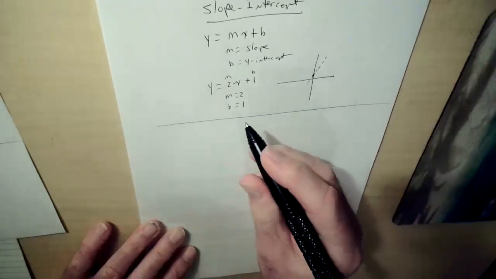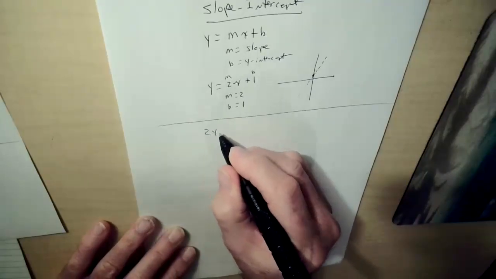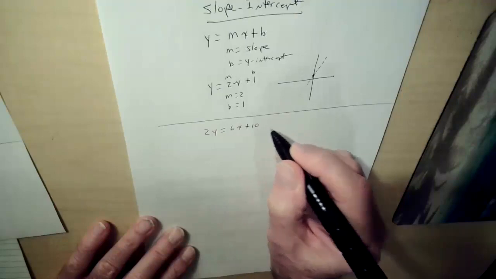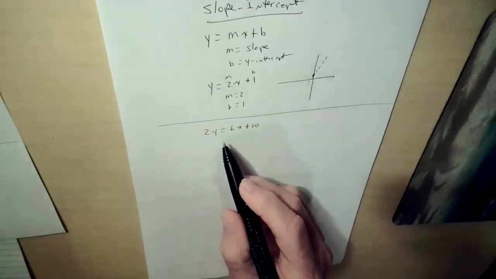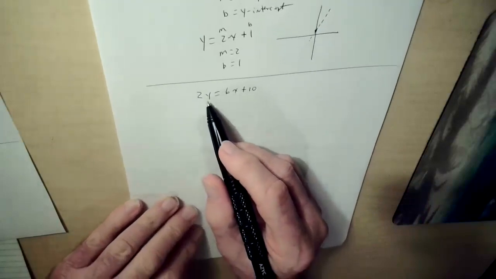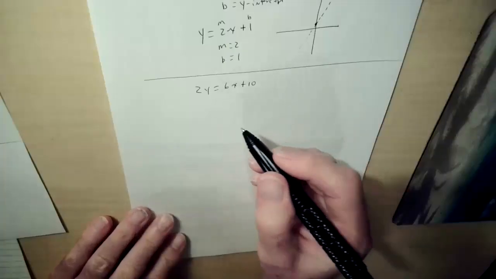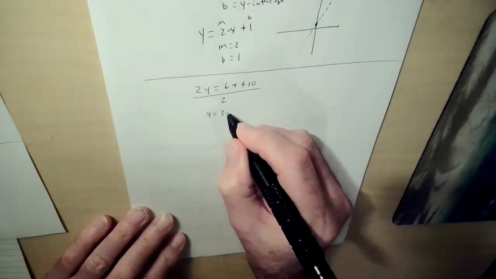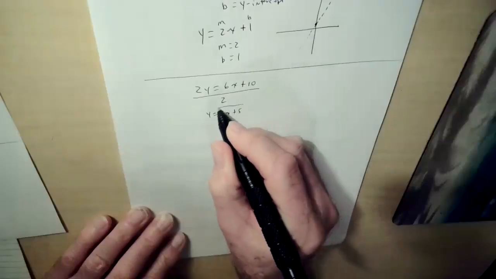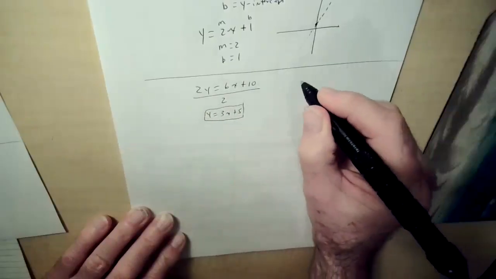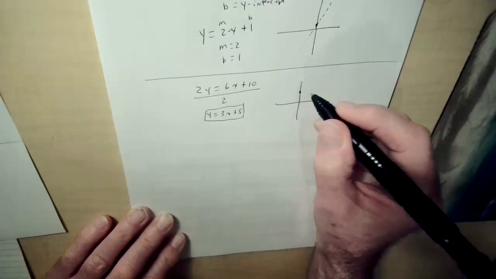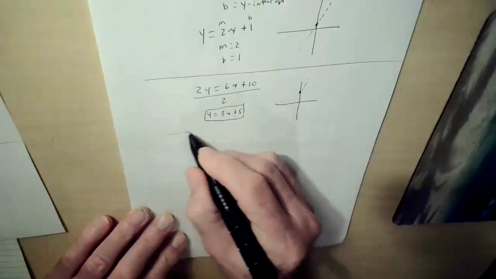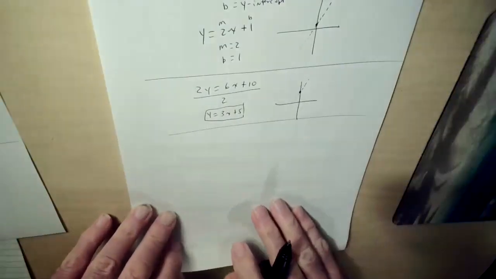Now, what if we had 2y = 6x + 10? Is this in slope-intercept form? No. Y has to be here by itself. How are we going to get y by itself? Divide everything by 2. Then we get y = 3x + 5. This is slope-intercept. It's going to cross the y-axis at 5, has a slope of 3, which will look kind of like that. Okay, that's slope-intercept. Very, very important.